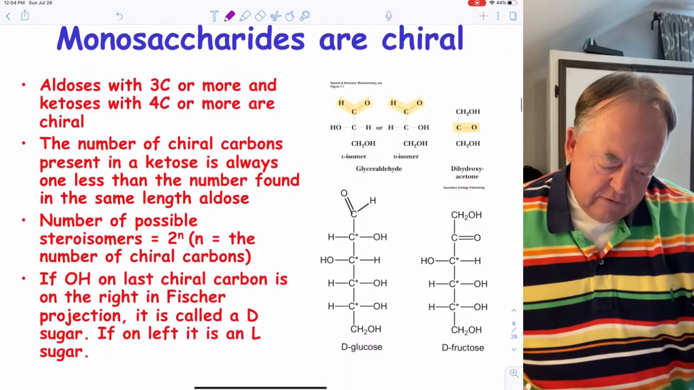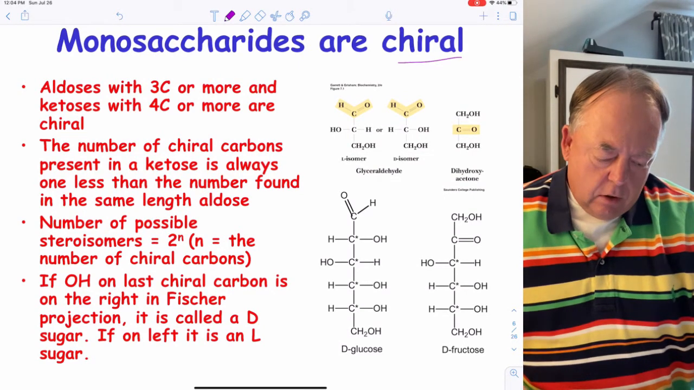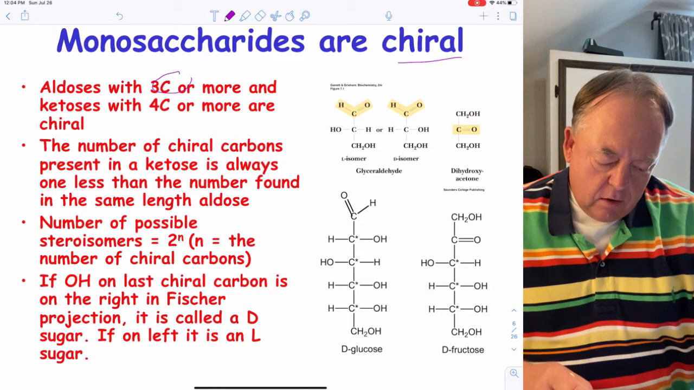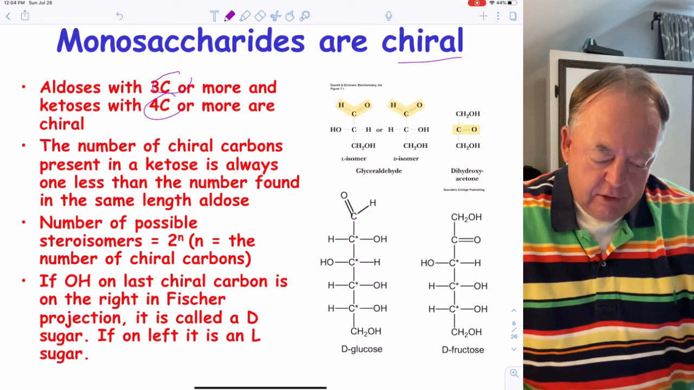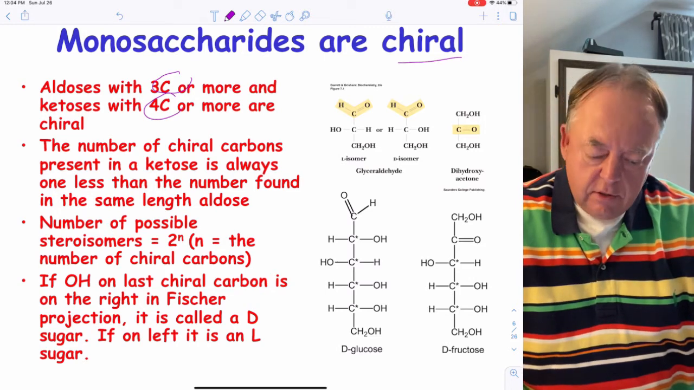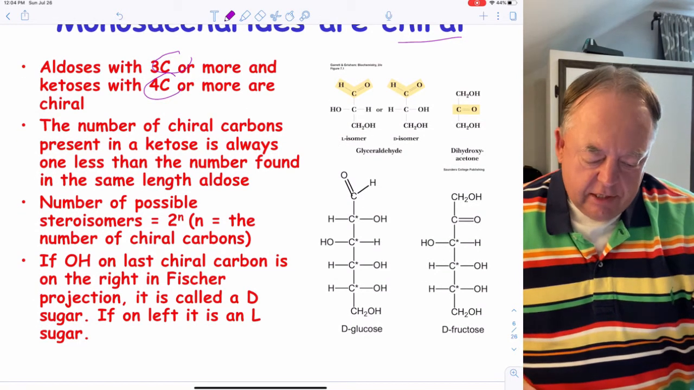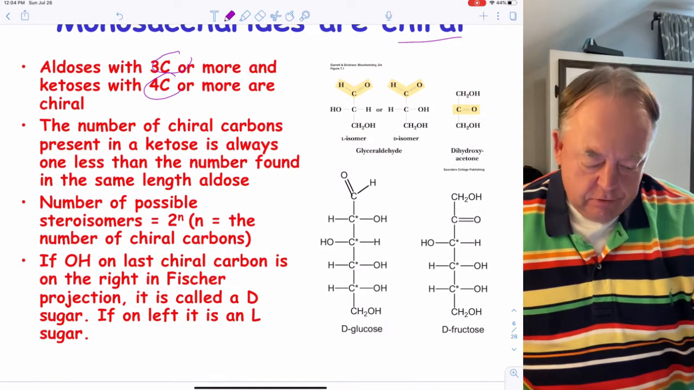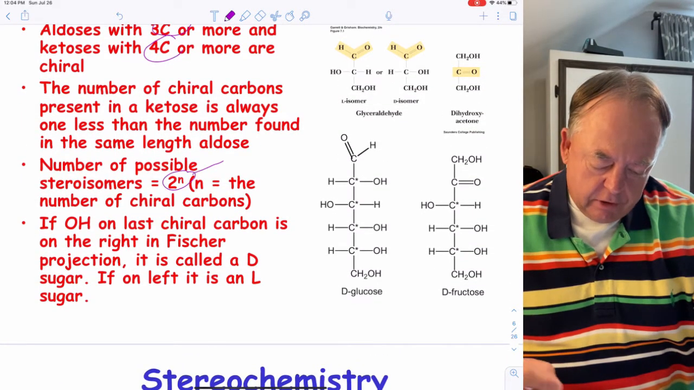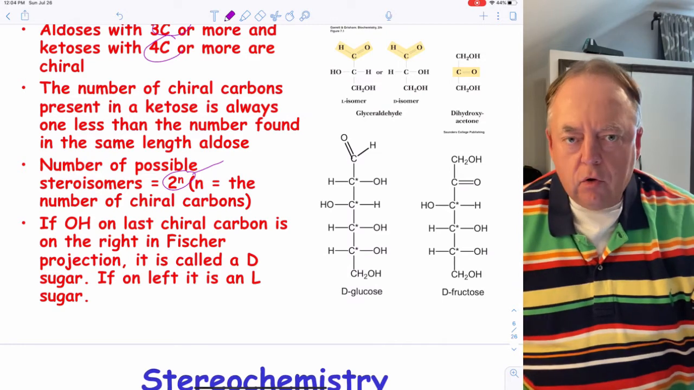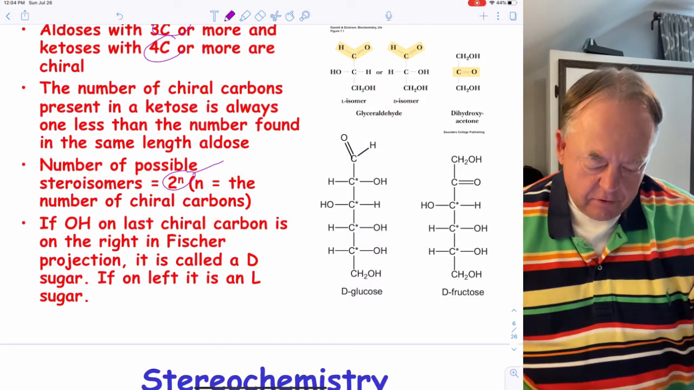One of the fundamental principles of monosaccharides is that they are chiral. All aldoses with 3 carbons or more have at least 1 chiral carbon, and ketoses with 4 or more carbons are chiral. The number of chiral carbons in a ketose is always 1 less than an aldose. And if you remember this formula from the stereochemistry chapter, 2 to the n, where n is the number of chiral carbons: if there's 1 chiral carbon, there are 2 stereoisomers; if there are 2 chiral carbons, there are 4 stereoisomers, and so forth.